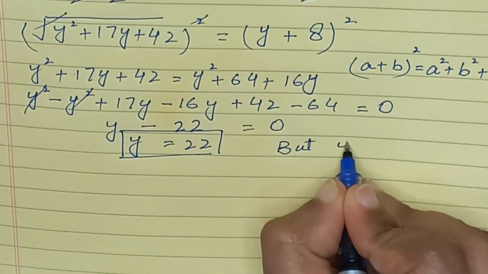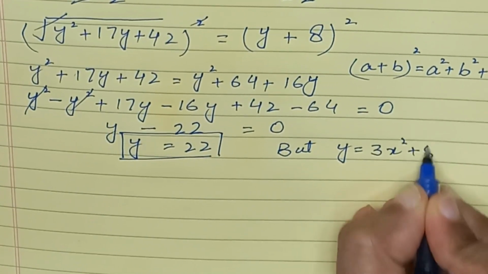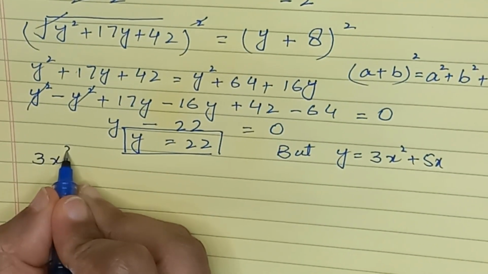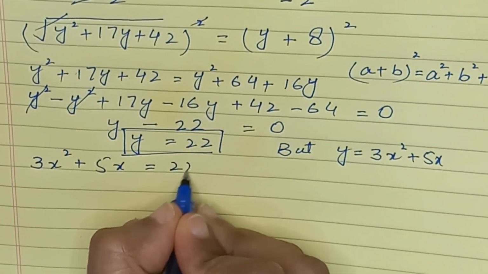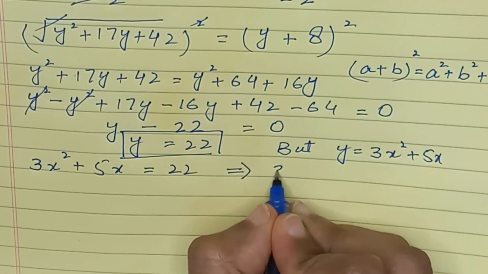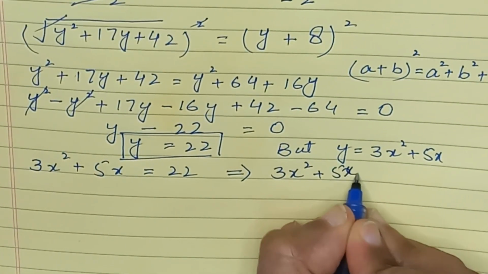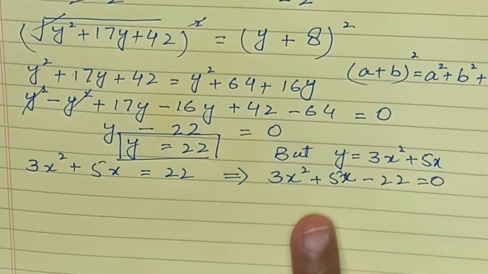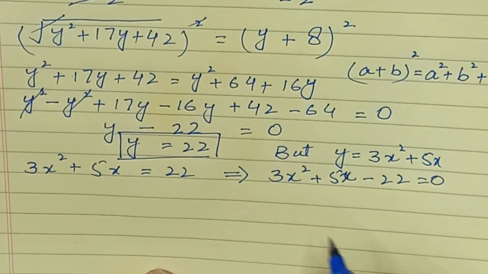But y is equal to 3x² + 5x. So it will become 3x² + 5x = 22, and we can write it as 3x² + 5x − 22 = 0. Now it is a quadratic equation, so we will solve it by factorization.